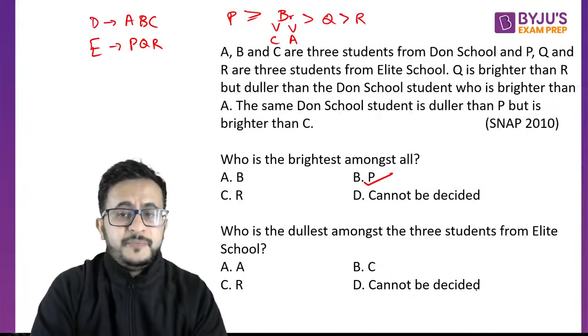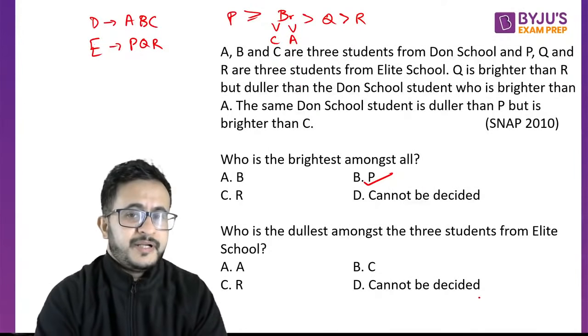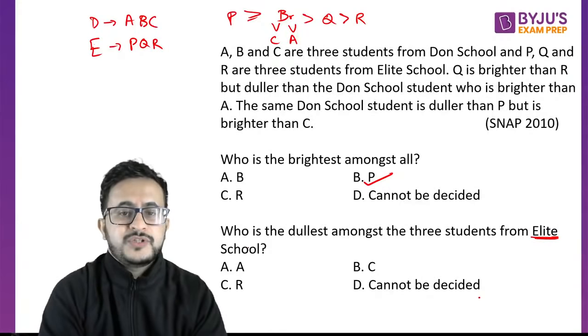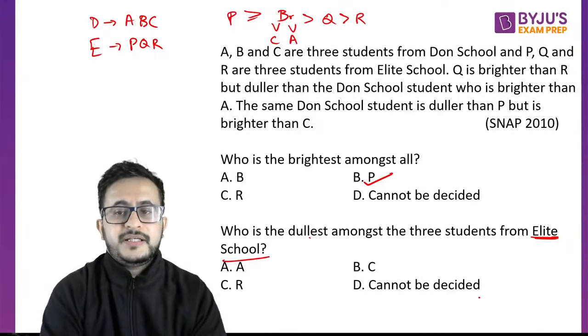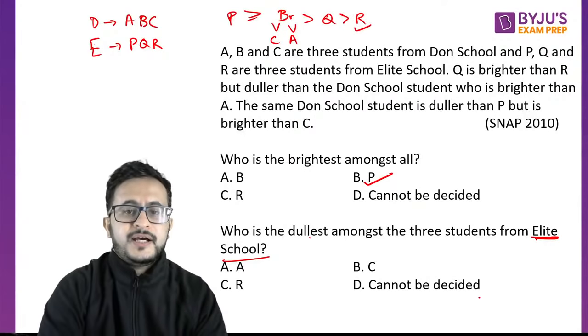कई लोग कह रहे हैं cannot be decided because they think that A, C, R कुछ भी हो सकता है, but read the question properly, it is saying elite school से कौन है, right? Dullest among elite school, so elite school में PQR है, so the answer is R.